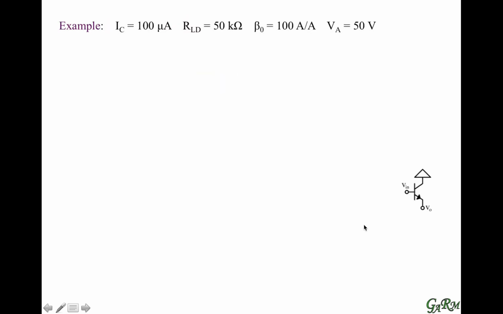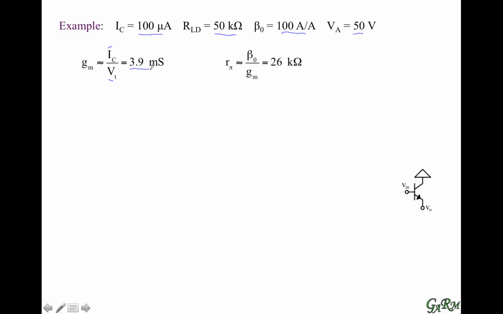So let us do an example to see how this translates to numbers. Let us bias the transistor with 100 microamps. Let us connect a load of 50 kiloohms to the output. Let us use a transistor that has a current gain of 100 amps per amp and an early voltage of 50 volts. Well, first we can look at the GM, and GM is a thermal voltage translation of the bias current, and that's 3.9 millisiemens.